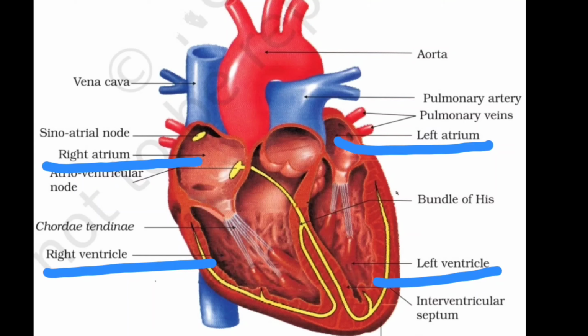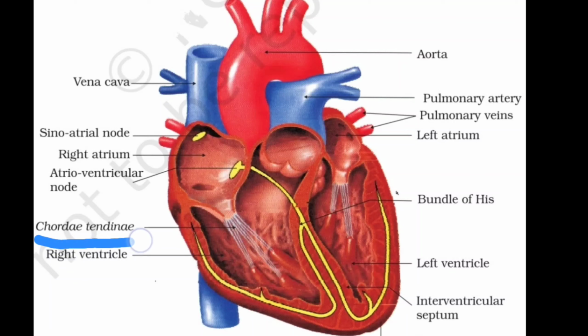In the right side we have the SA node as well, we have the AV node as well, and these are the bundle of His, correct? Now, what do the chordae tendineae mean? They resemble tendons, and they are attached with the papillary muscles of the heart along with the walls. This is tri and this is bi. So on the right, tricuspid, and on the left, bicuspid valves are present.